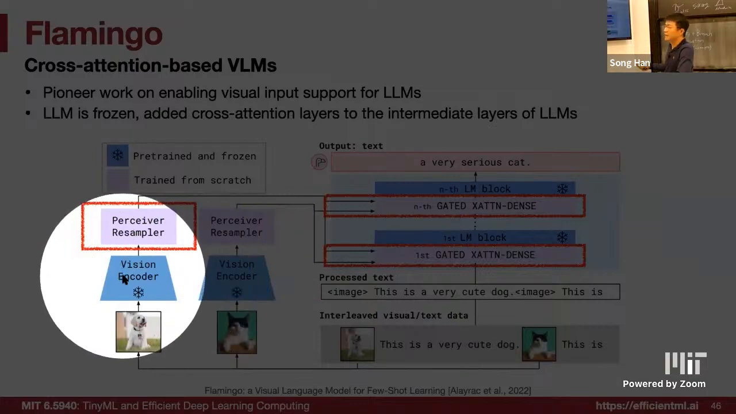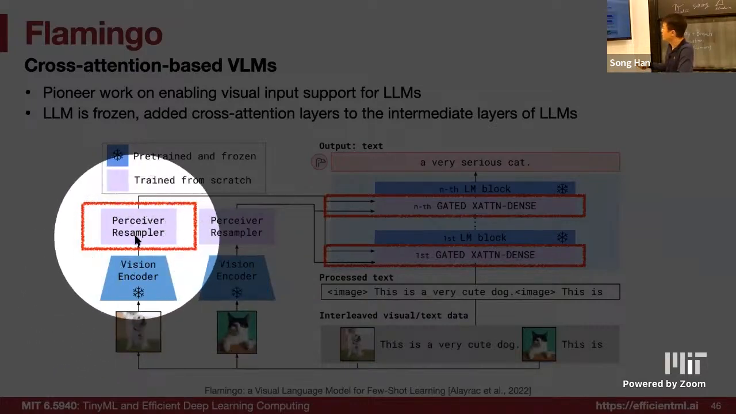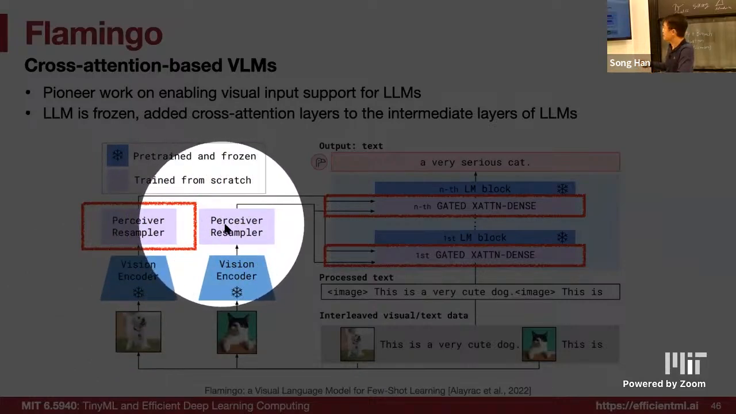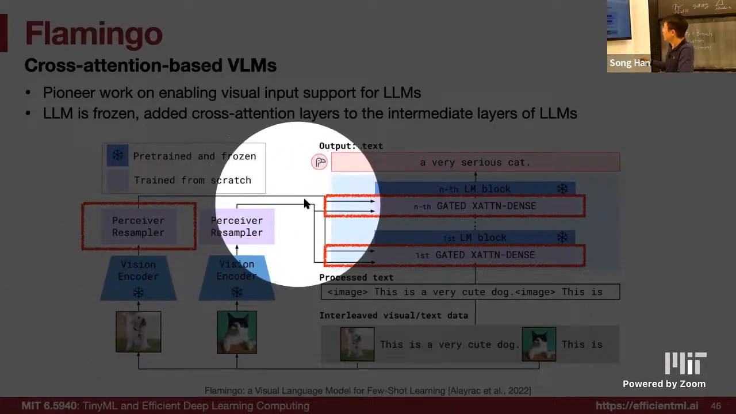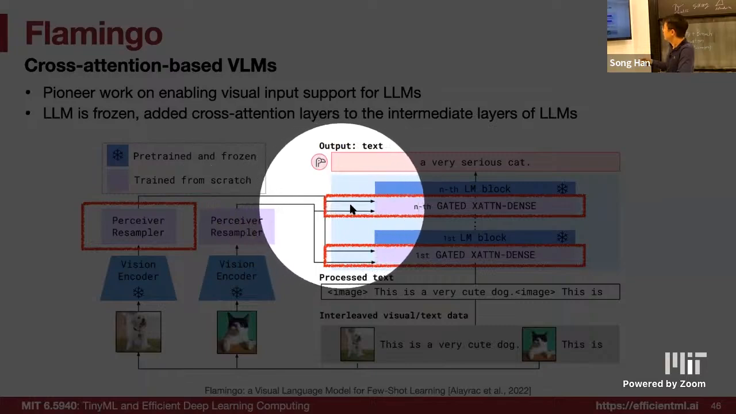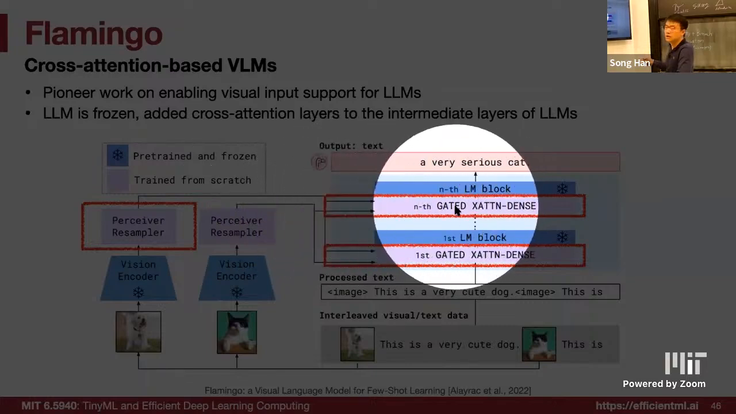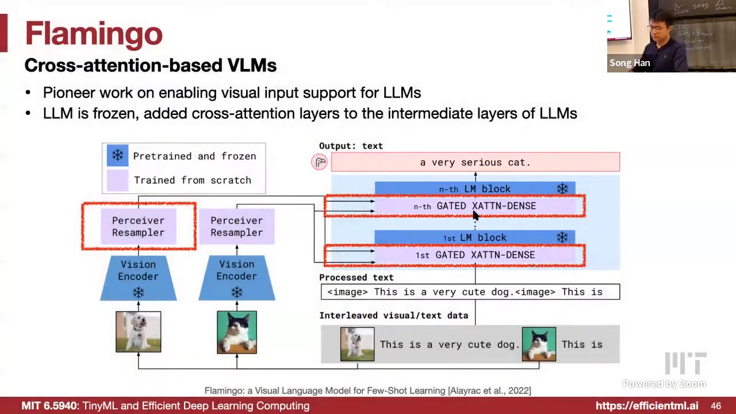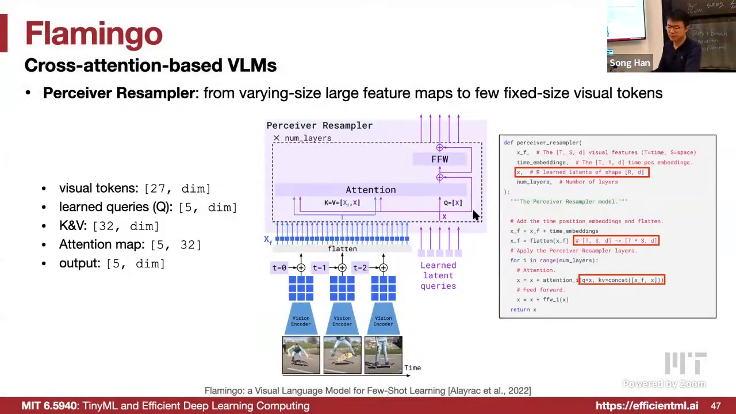Okay, so we cast it into visual tokens, and then pass it through a perceiver resampler to adjust the number of tokens. We'll talk about that in the next slide. And now we have a fixed amount of tokens. We feed it to the language model block using the cross attention mechanism. So what is a perceiver resampler?